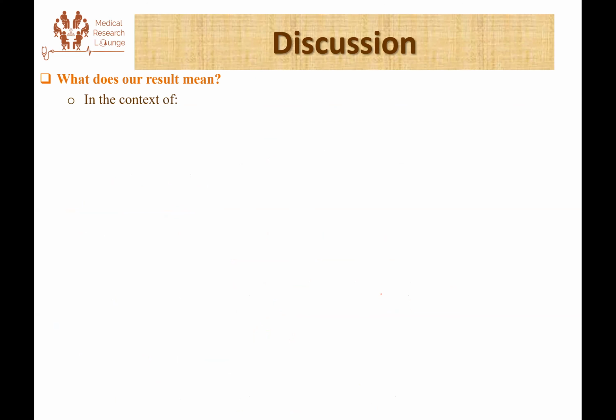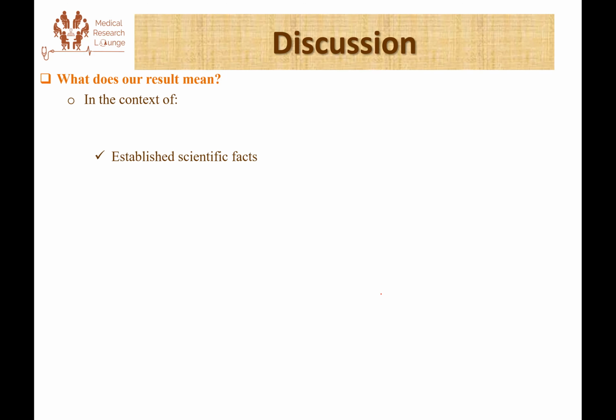So what are the contexts in which we can give meaning to our result? In the previous example, we said the prevalence of MI was like 6%. So what does it mean? How can we discuss it? How can we give it meaning? The first one is we can compare it with the established scientific facts that we know so far, like the already known facts, like evidence.